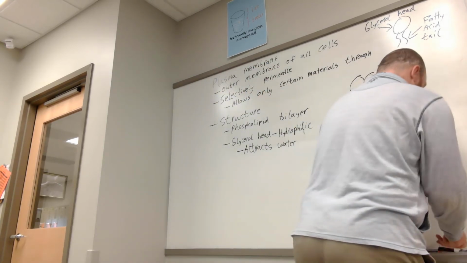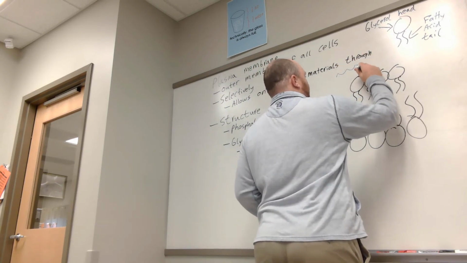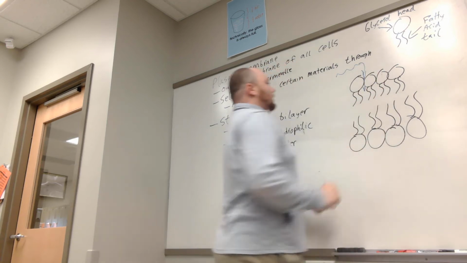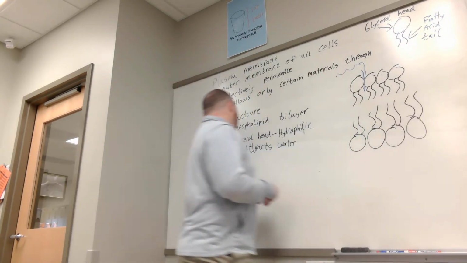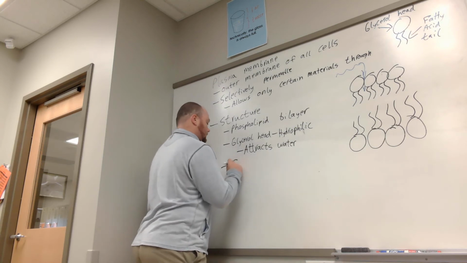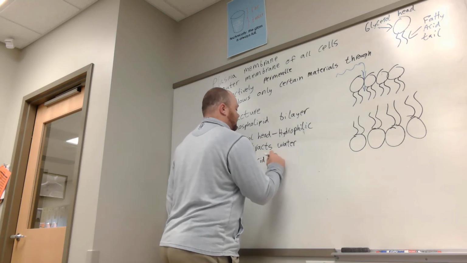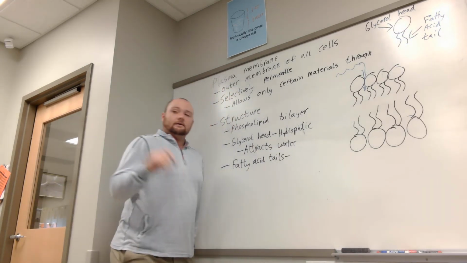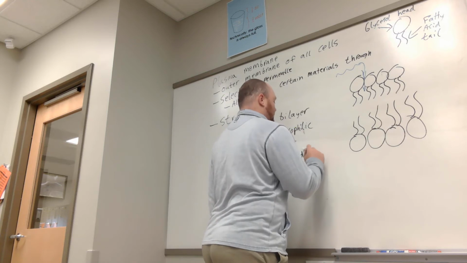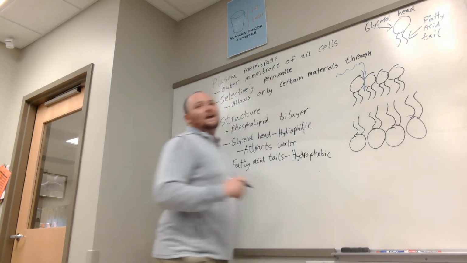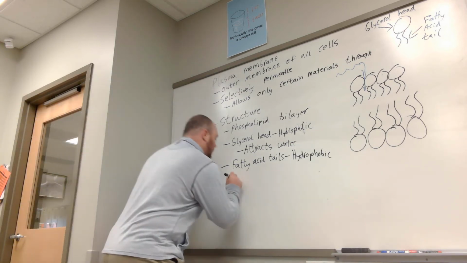So you can look at it. We've got water, and that water is going to come in through the heads. Once it's in here, now it's near the tails. The tails have their own property. Fatty acid tails are hydrophobic, which means they hate water. Phobias, you're scared of something, you don't like it. So these will repel the water.